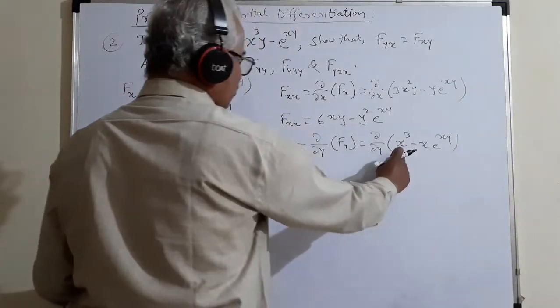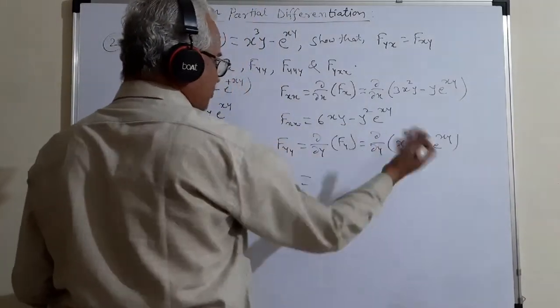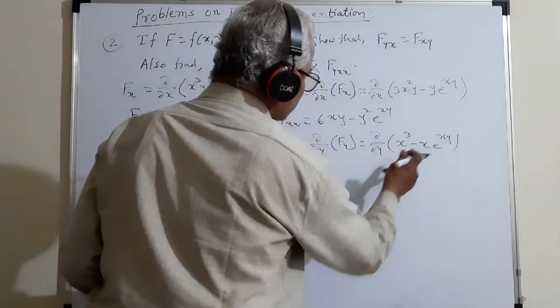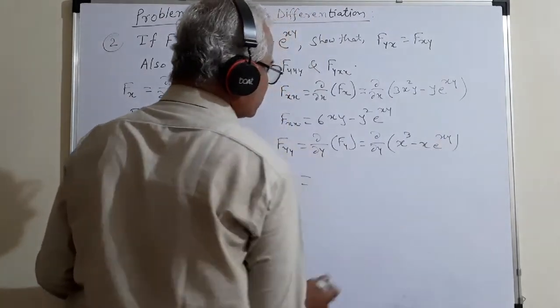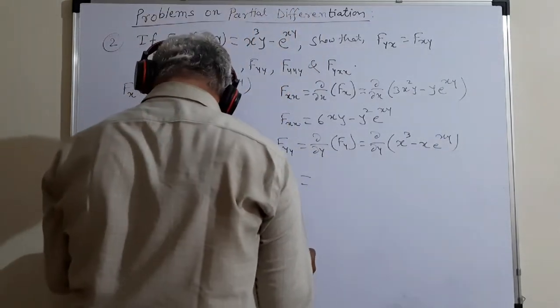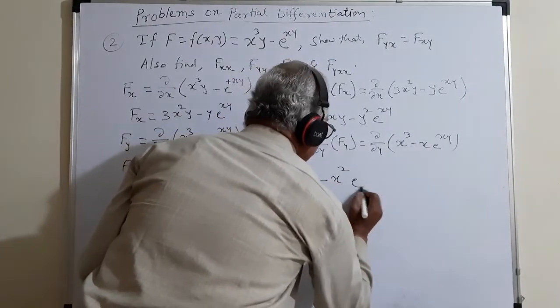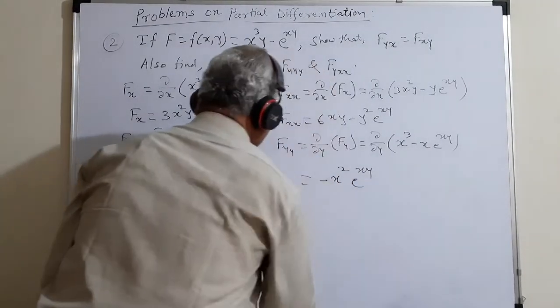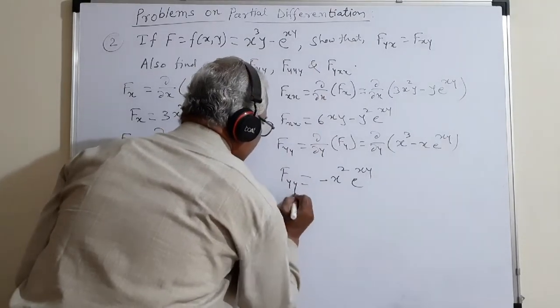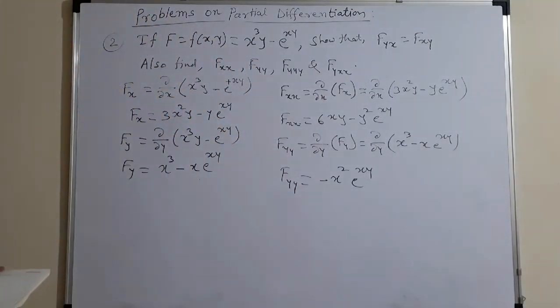Since this term does not contain y, its differentiation will be 0, and with respect to y, if we differentiate x e raised to xy, it gives minus x square e raised to xy. So this is the expression for fyy. So fyy is minus x square e raised to xy.